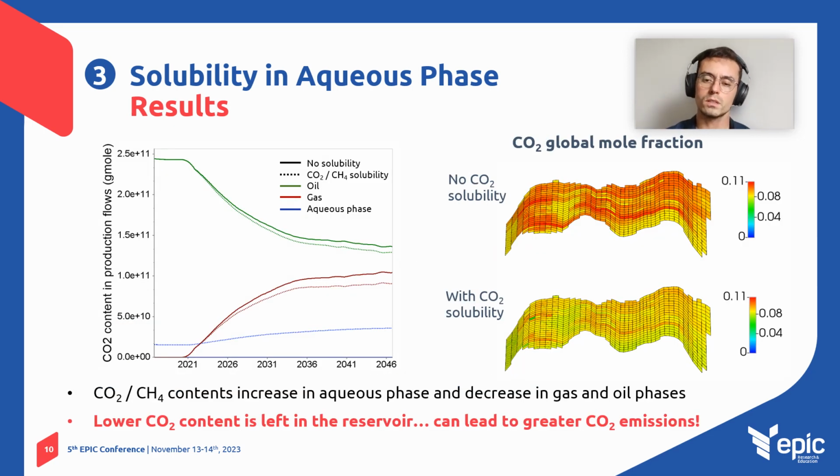So the figure on the left shows the CO2 content in production flows, and the dotted line refers to the model without solubilities, the full line refers to the model with CO2 and methane solubilities. And we see that the CO2 content in gas and oil phases is lower, and the CO2 content in aqueous phases is higher.